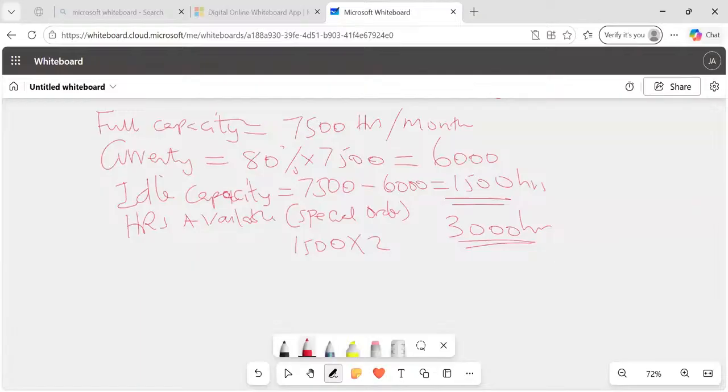So this is really important. Remember, they told us it goes 2 months. And remember, these were 7,500 hours per month. So these are 1,500 hours per month, just for clarity. And therefore, for 2 months, we have a cool 3,000 hours that you can use for this special order. Very good. Now, ladies and gentlemen, this is not a tough question, trust you me.